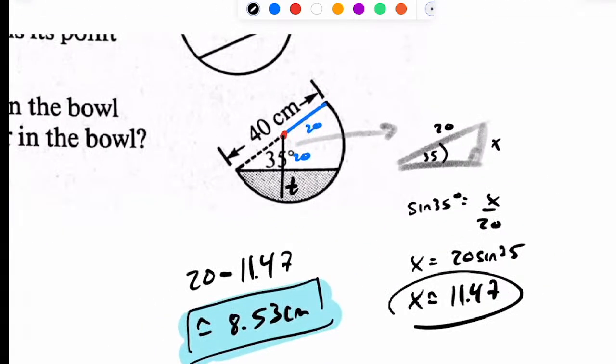Okay, there's the bowl question. All right. All the marks tomorrow, guys. 100%.